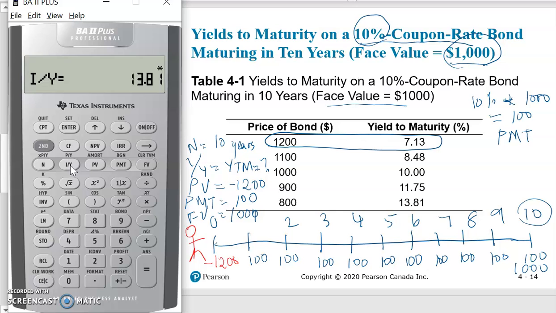So try this with a financial calculator or even a free calculator on the internet and find out how you can calculate or compute the yield to maturity of a fixed rate coupon bond.